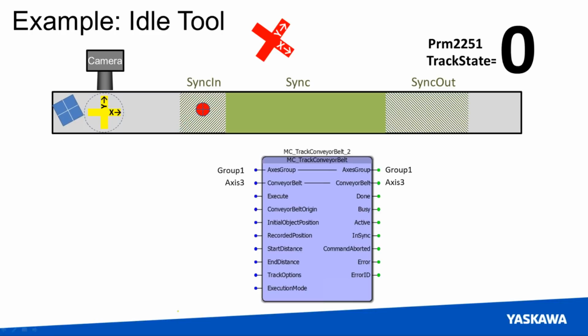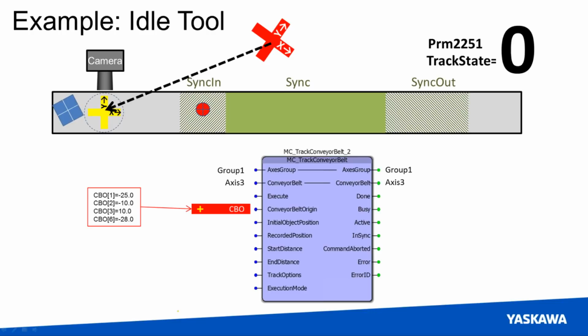So we're going to go step by step through that. The first thing I'm going to need to do, I've already defined my axis group as the group that we're moving. I've already defined the conveyor belt axis as axis 3. And now I need to define my conveyor belt origin. Again, the conveyor belt origin is the offset between the MCS origin and whatever we want to define as the origin of the conveyor belt.